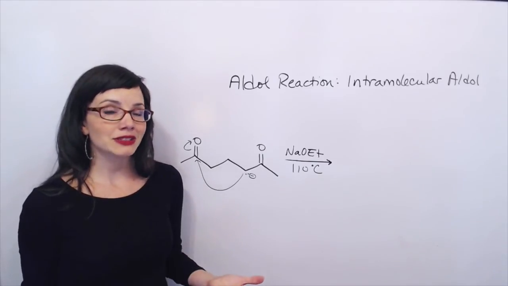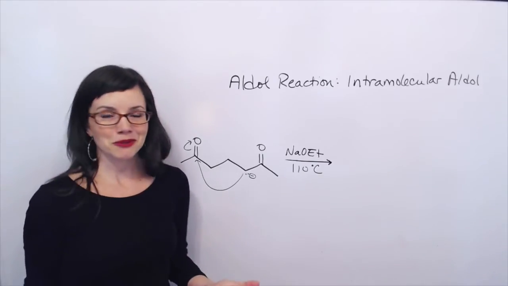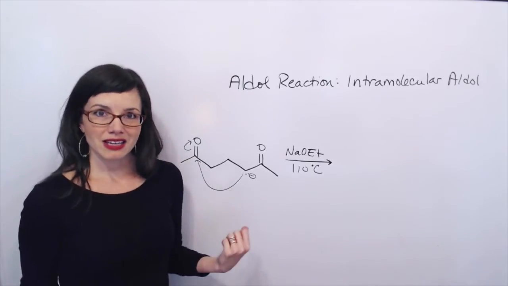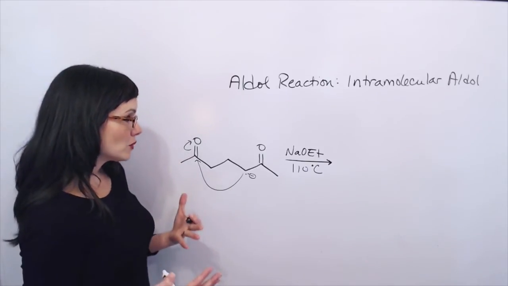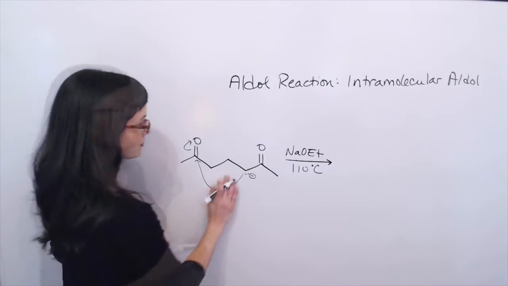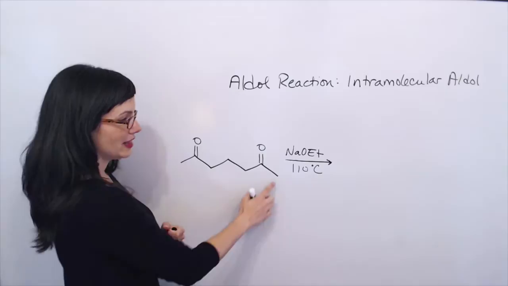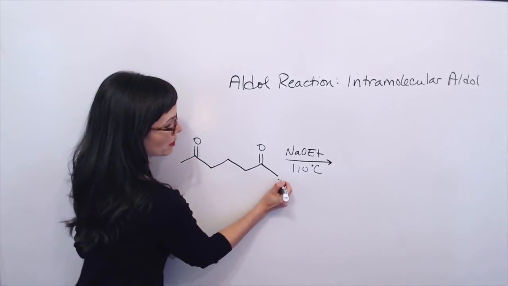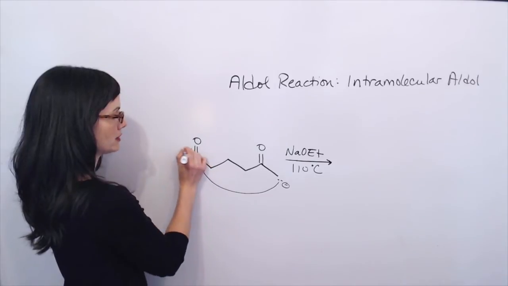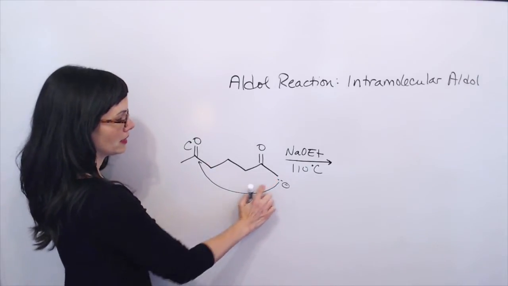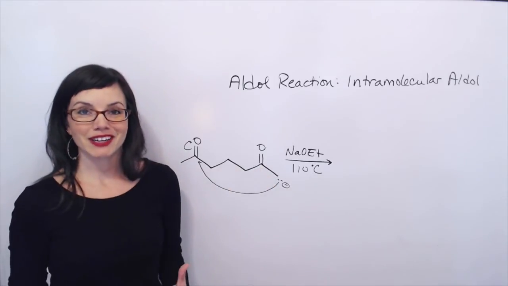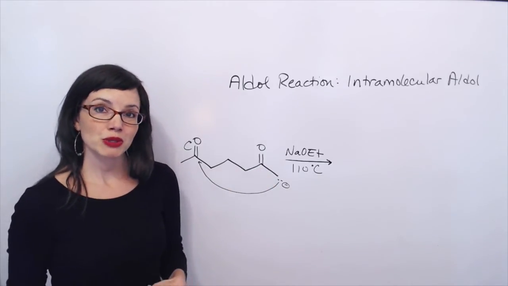It has 90-degree bond angles, and carbons don't want to make 90-degree bond angles. This doesn't really make sense. What makes a lot more sense is to use one of these less hindered alpha carbons. If we let this carbon become the alpha carbon that's going to attack, and it attacks here at this carbonyl, we are now going to have 1, 2, 3, 4, 5, 6 members in our ring. And a 6-membered ring is much more stable.